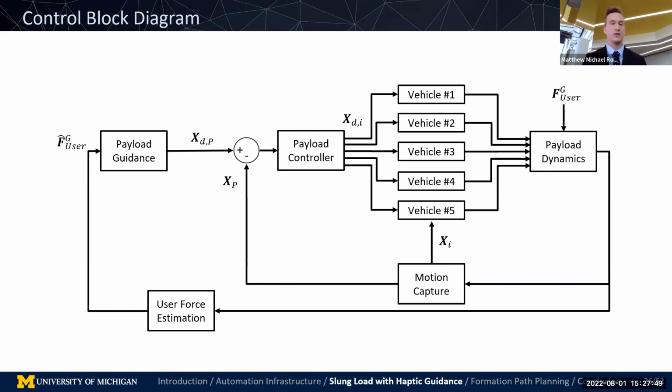Payload guidance relies on admittance control to provide a set point for the payload controller, using motion capture to command set points to all the vehicles such that they actually move the payload in the direction of user applied force.